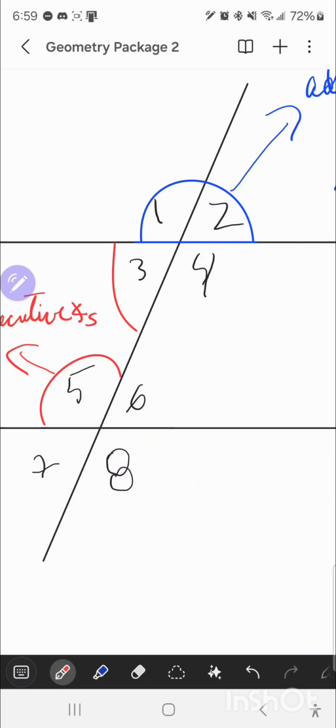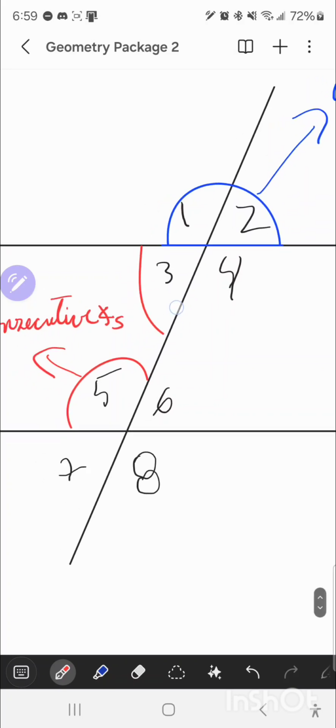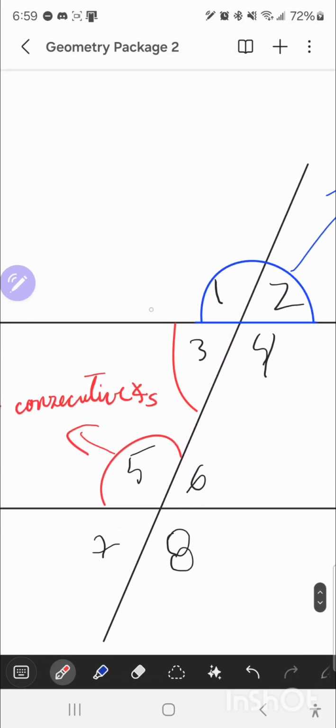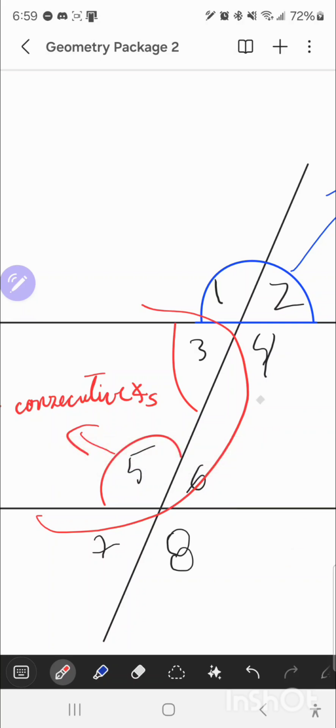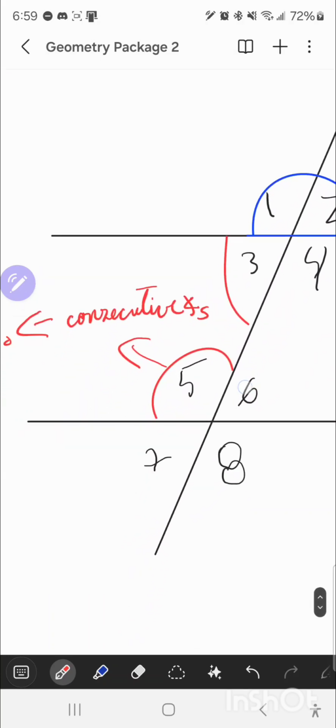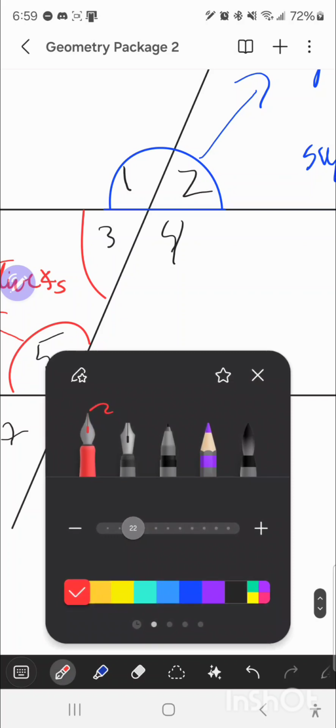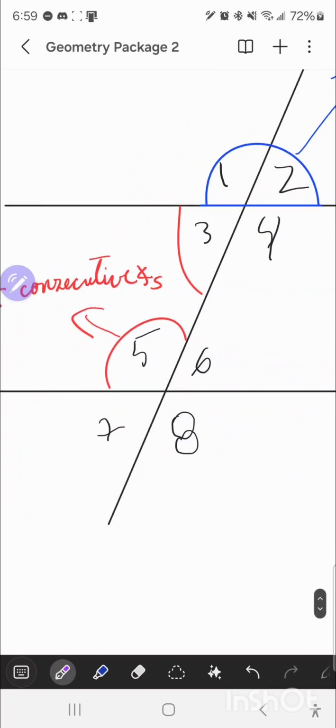But yeah, I have never seen it here, but either way, just for you to know. And if you draw the C here, oops, my bad. Let's see here. You see 3 and 5 are inside, so consecutive interior angles. 1 and 7 are outside, so consecutive exterior angles. Still consecutive.